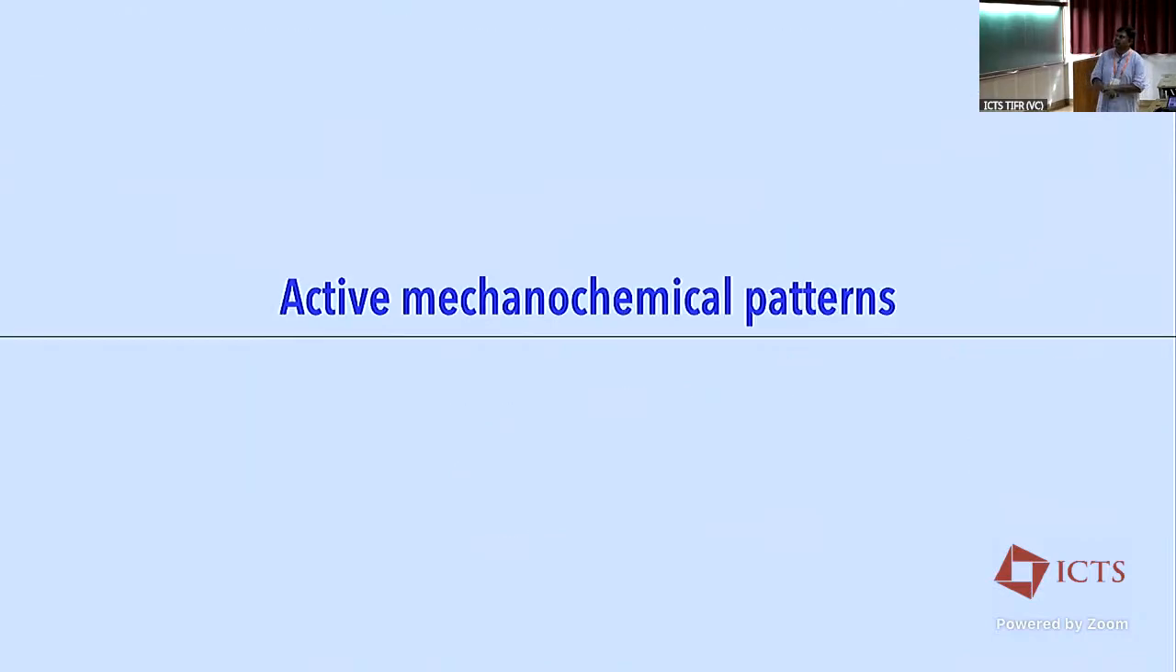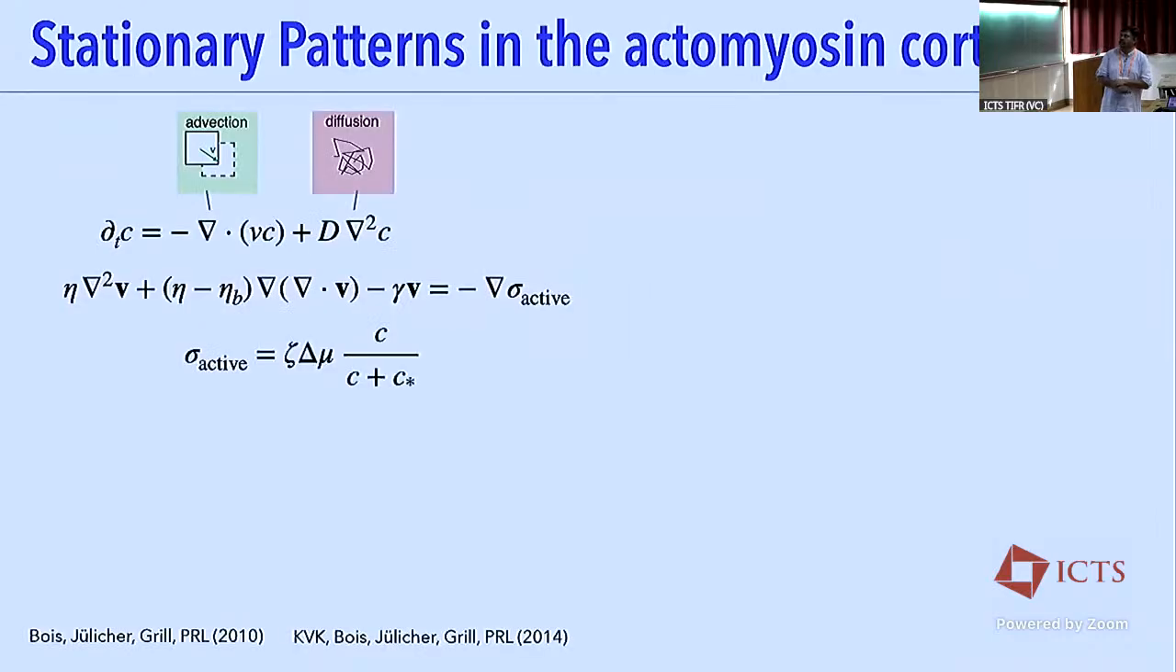But this also leads to a new class of patterns, and that's what I want to focus on. These are patterns that involve mechanics and chemistry in a very non-trivial fashion. For me, chemistry is the fact that motors generate active stresses. That's the mechanochemistry that I'm talking about. Okay, so here's the simplest model, and I want to illustrate this, if possible, with a calculation.